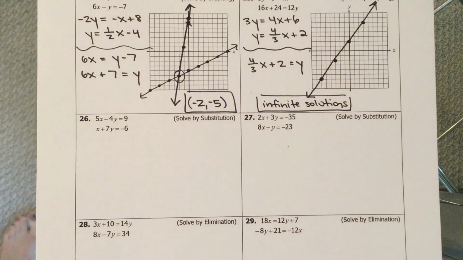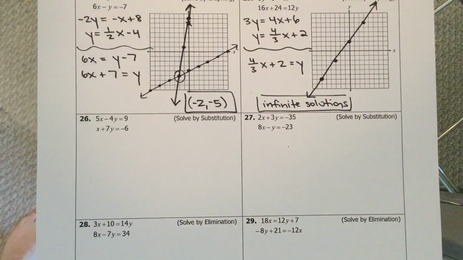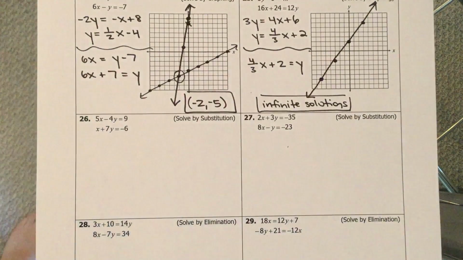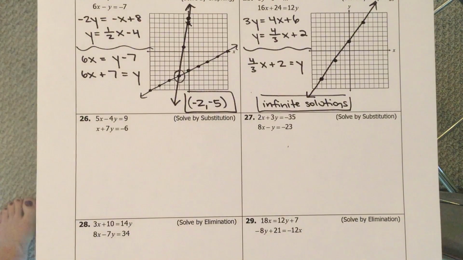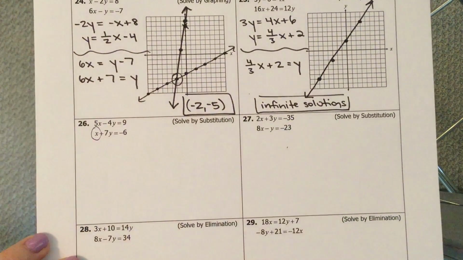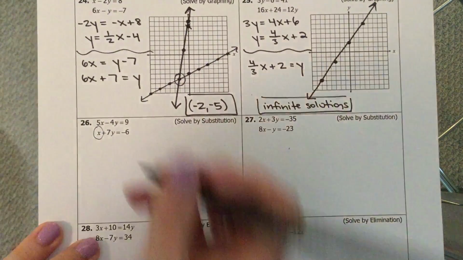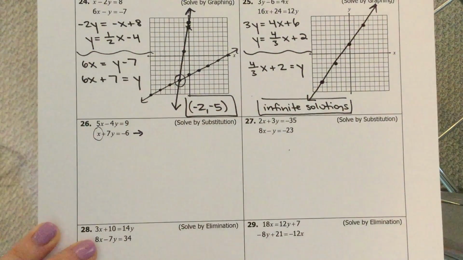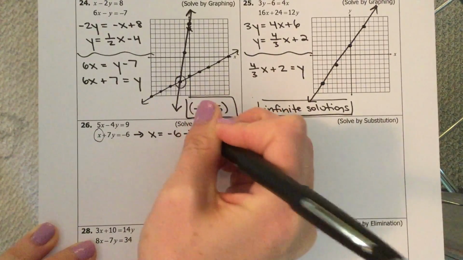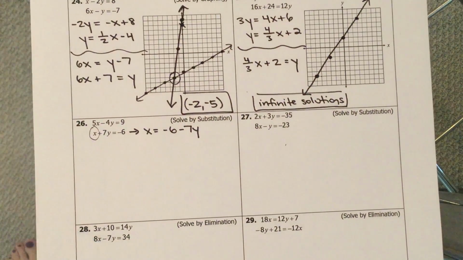All right, next, number 26, we're going to solve by substitution. So we have a multi-step process that I had for you guys in the notes. So step 1, solve one of the equations either for x or for y. So you're always going to just pick out the one that's easiest, and I would say this x is already pretty darn close to being by itself. So we're going to rearrange that equation by subtracting the 7y. So that expression would look like that.